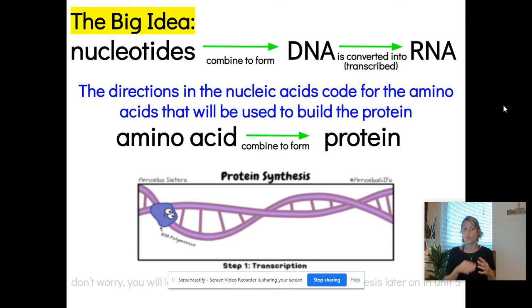deoxyribonucleic acid, which then gets converted or transcribed into RNA, which is ribonucleic acid. After this, it gets translated into something called an amino acid, which you know is the monomer for a protein. So eventually those amino acids come together and fold in a certain way to create a protein. We call this protein synthesis. This is how everything in our body is built. So the directions that are in our nucleic acids or DNA code for the amino acids that will be used to build our protein.